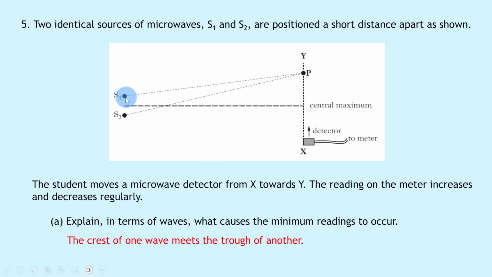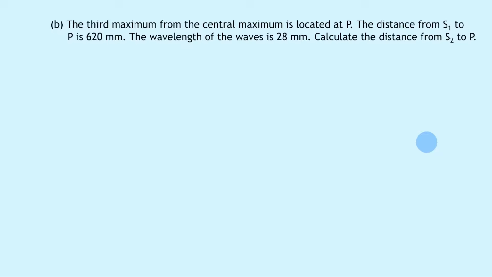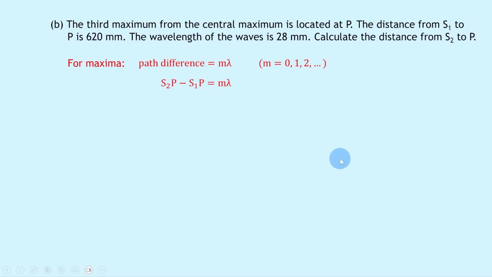So if we look back at the picture, we're told the distance from S1 to P is 620 millimeters, and we're told that point P is the third order maximum. Notice how the distance going from S2 to P will be greater than the distance from S1 to P. So when we're writing the path difference in terms of S2P and S1P, I'm going to start with S2P because that's the bigger number. And we're going to use the equation for maxima here, so we could say that for maxima, path difference equals m lambda, where m equals 0, 1, 2, and so on. So writing this in terms of S1P and S2P, we have S2P minus S1P equals m lambda.